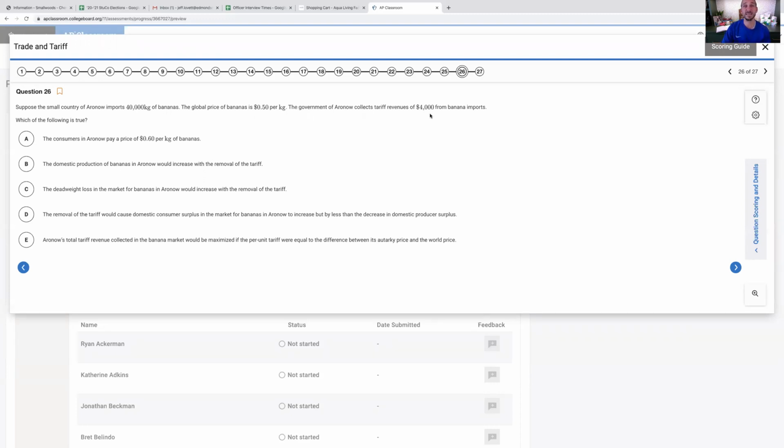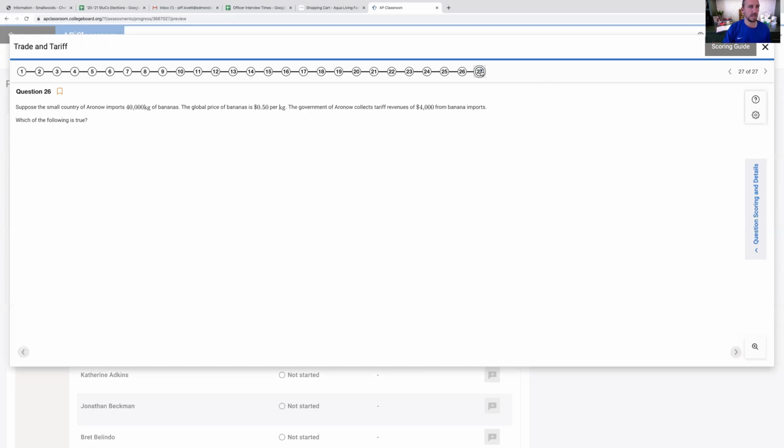So we have a 10 cent tariff, and the global price is 50, which means when people of Aranau buy a kilogram of bananas, it costs them 50 cents and the 10 cent tariff as well, which means that consumers are actually paying that 60 cents per kilogram of bananas. 50 cents because that's the world price plus the 10 cent tariff.